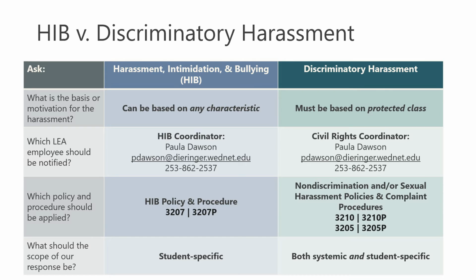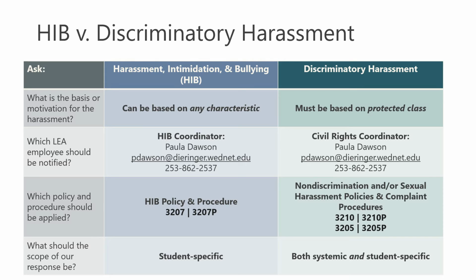As we just talked about, HIB can be based on any characteristic, for example, a student's height or weight, or the brand of clothing they wear. On the other hand, discriminatory harassment involves conduct or communication that is based on a protected class, for example, a student's sex, race, religion, or sexual orientation. Another key difference is that different school officials must be notified. For incidents of HIB, you will notify the HIB coordinator if they are not already aware. For incidents of discriminatory harassment, you need to notify the civil rights coordinator.